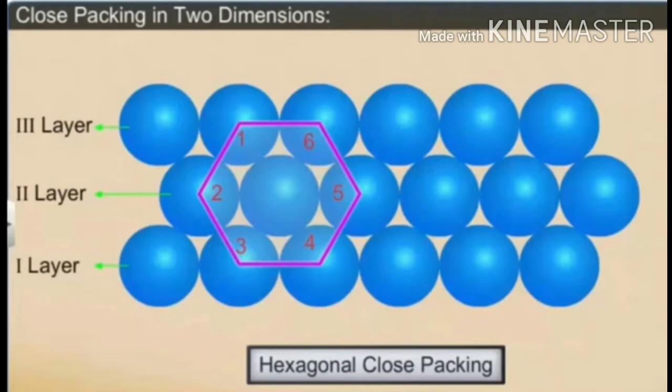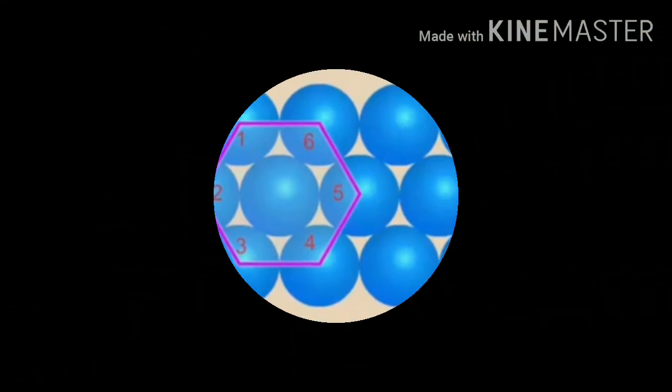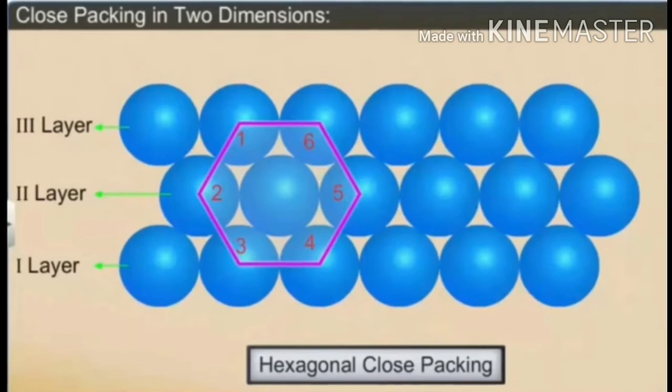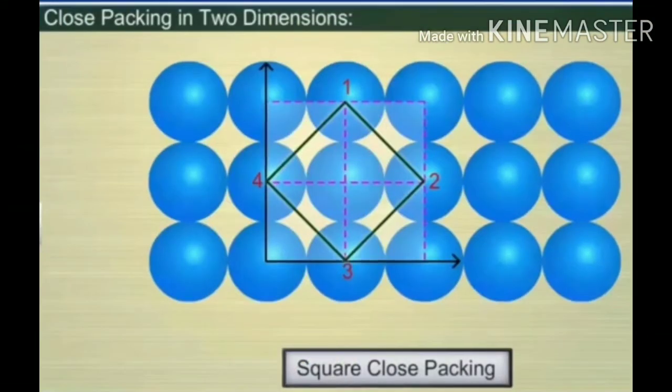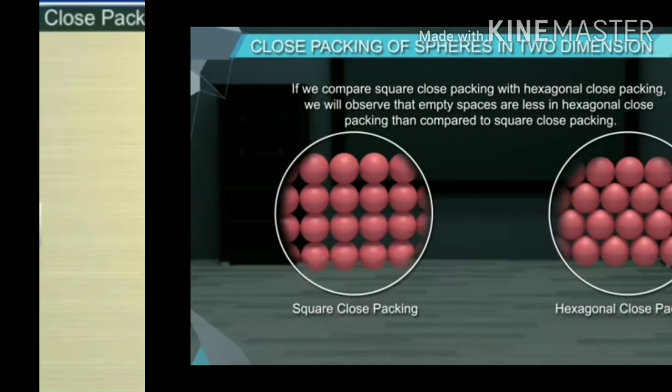It is known as hexagonal close packing because one particle is touched by 6 neighboring particles. The centers of these 6 particles are joined through straight lines. Then we get a regular hexagon. Hence this type of packing is known as hexagonal close packing in 2 dimension. The coordination number is 6. But in square close packing, the coordination number is 4.